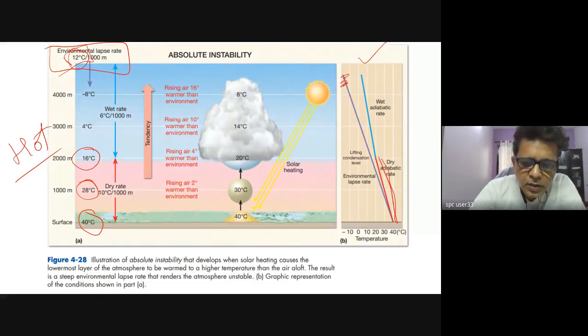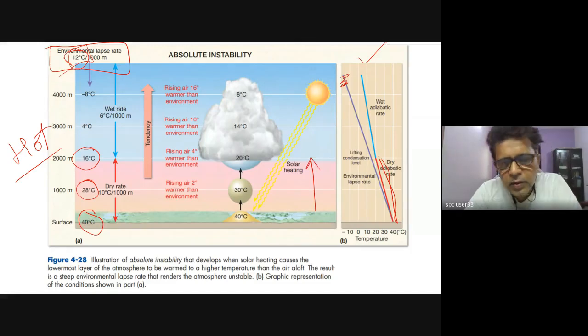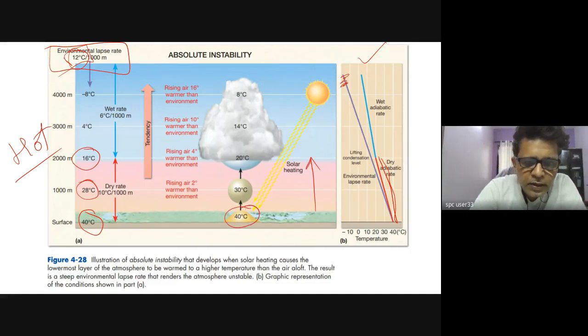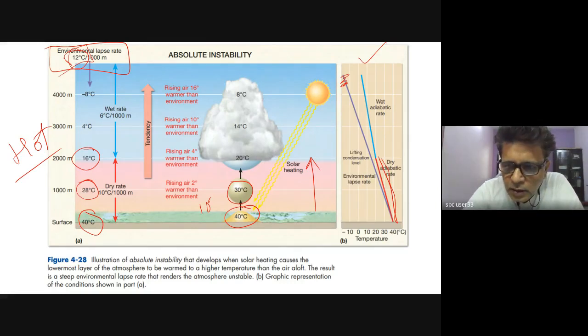Now, this is going to go by its normal conditions. What starts at 40 falls by 10 degrees and comes to 30, sorry. This 30 is higher than 28. So you'll see that this is to the right side of the curve of the environmental lapse rate.